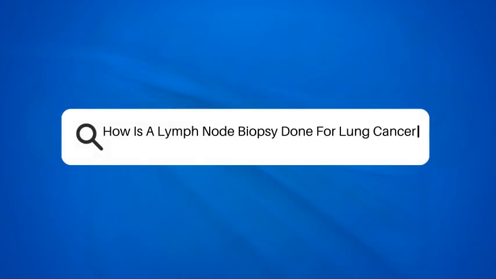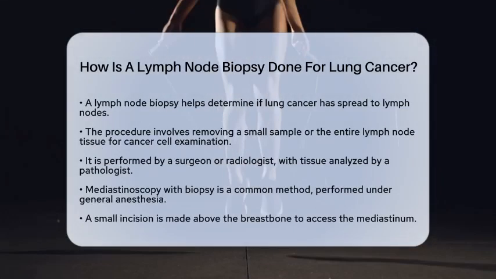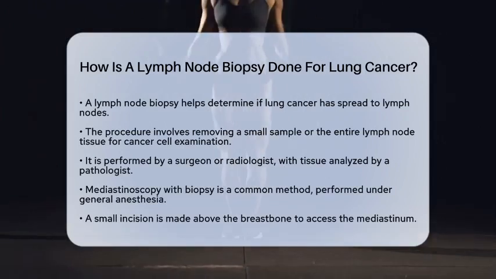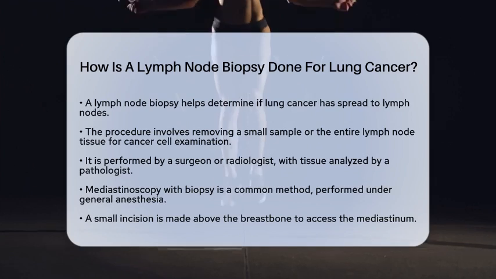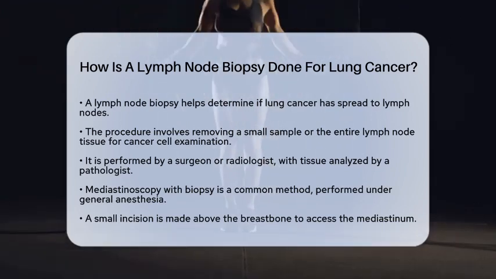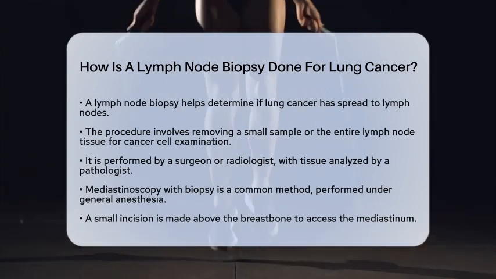How is a lymph node biopsy done for lung cancer? Have you ever wondered how doctors determine if lung cancer has spread to lymph nodes? A lymph node biopsy is a critical procedure in this process. It involves removing a small sample, or sometimes the entire lymph node, tissue to check for cancer cells. This helps in diagnosing and staging lung cancer.